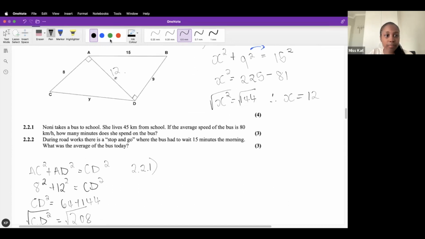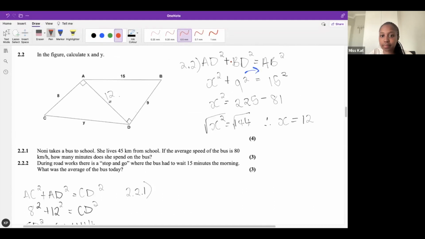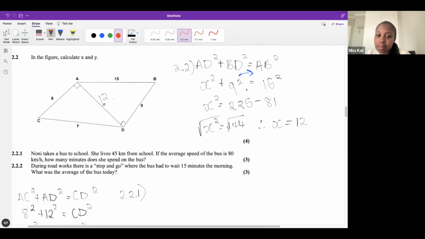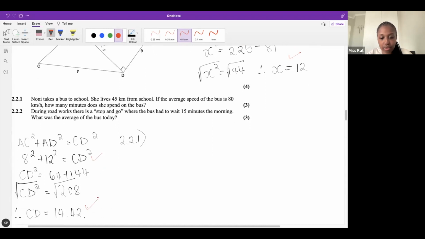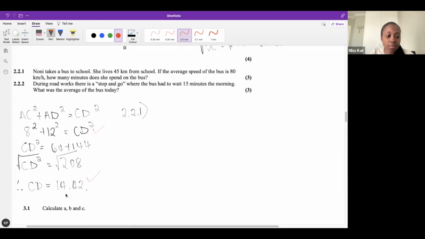Kwezi, you'll probably get a mark allocation for correctly substituting there, and final answer on both of them. It's only 4 marks. Correct substitution and final answer. And this final answer would be a little bit tricky because you have to round off properly. If you round off incorrectly, your teacher might take away marks. Thank you very much, Abu.